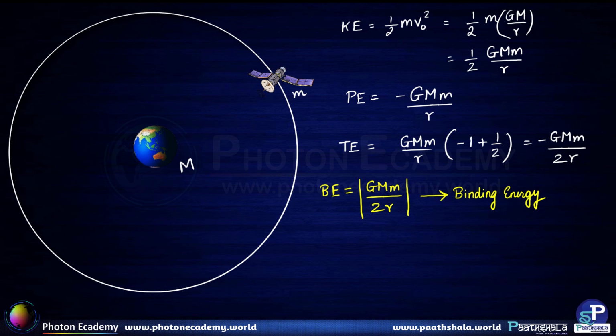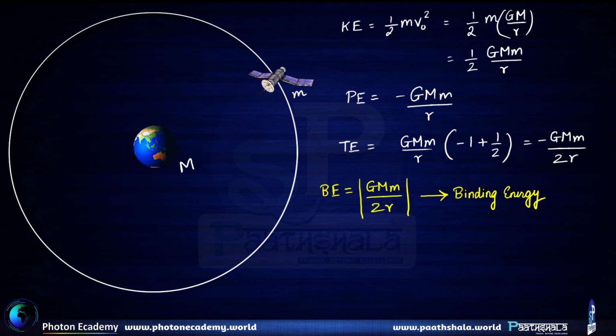It can be interpreted as follows. It is the total positive energy that needs to be given to a satellite in orbit in order to make the satellite escape to infinity. This is the first interpretation. And binding energy is the energy with which the satellite is bound to the Earth as it is revolving around the Earth. This is the second interpretation of binding energy.